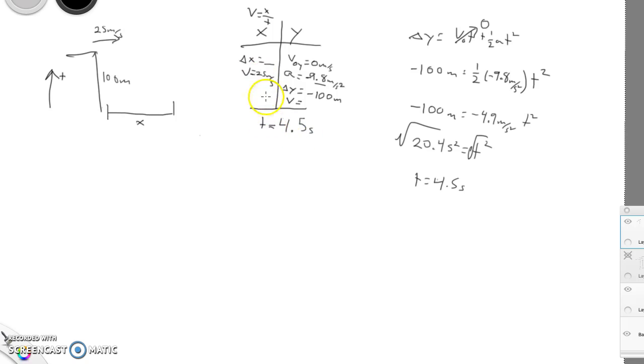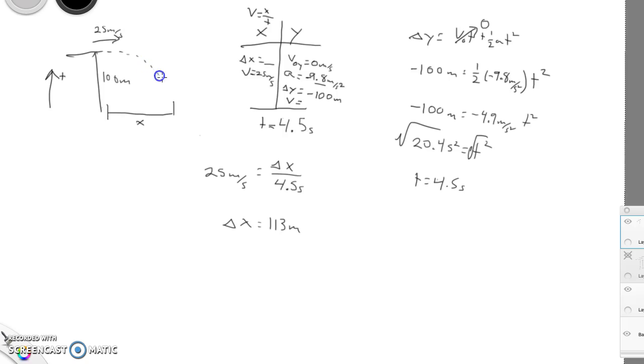Well, now if we want to find displacement, I have the piece for time and for velocity, so we can solve for displacement. So 25 meters per second equals however far it's going to go horizontally divided by 4.5 seconds. So I'll multiply that up to the side, and I'll find out that it's going to travel a distance of 113 meters by the time it hits the ground.